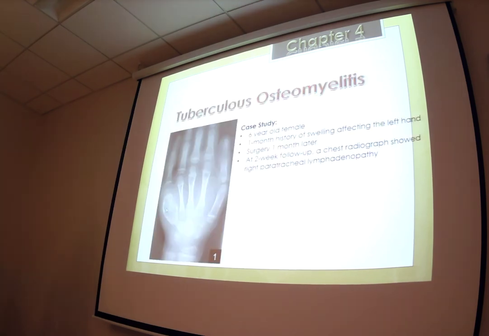And then after they did that, at the 2-week follow-up, they did a chest radiograph that showed this girl with a right paratracheal lymphadenopathy, which then indicated that she had some sort of TB infection at some point.